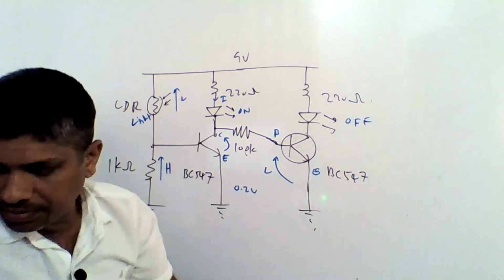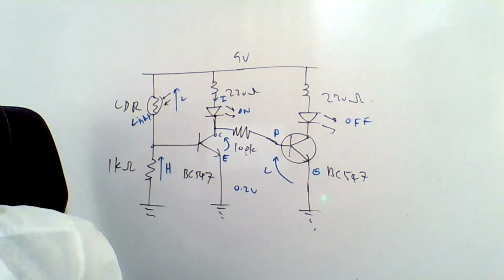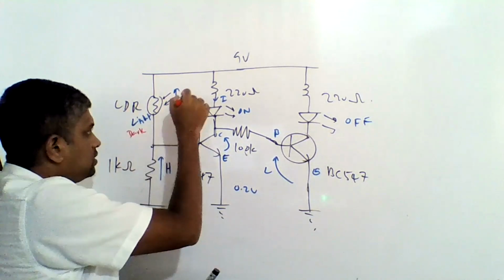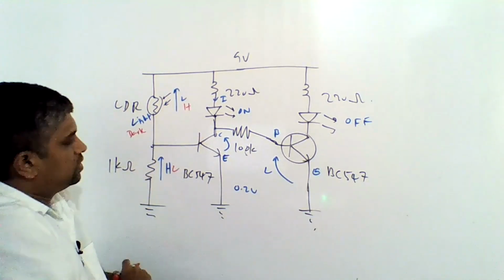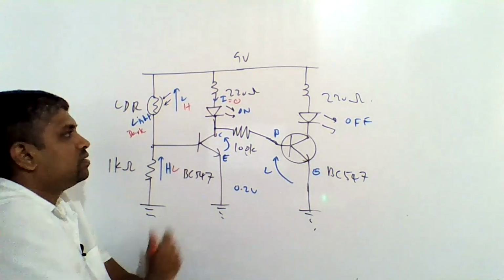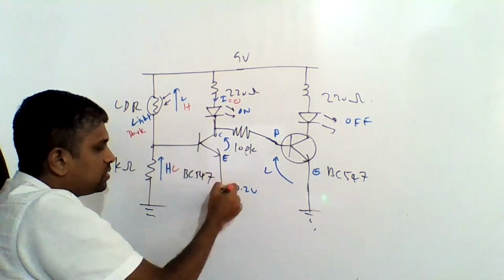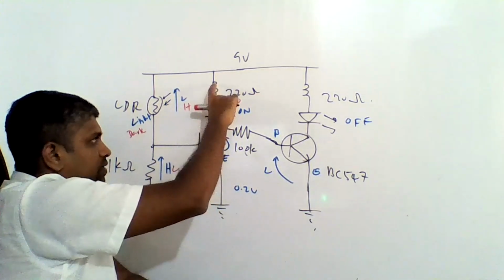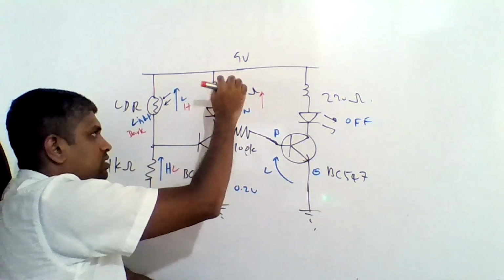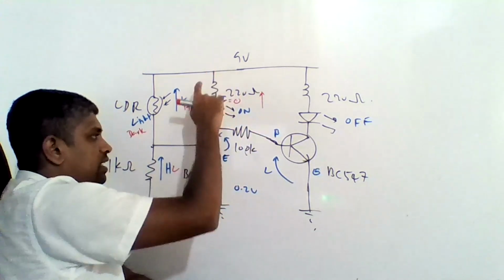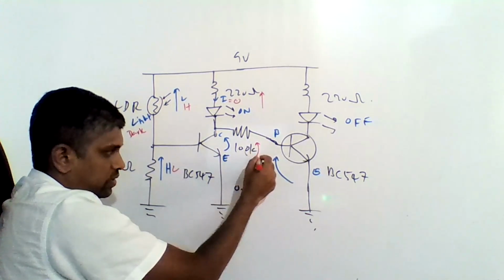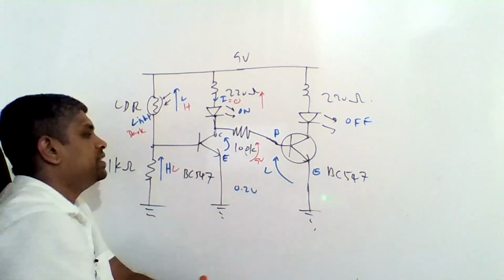When it is dark, this is high, this is low. This is low means this current is very small. Current is zero. When current is zero, there is no current flow, so the potential difference across this resistor is zero, right? In other words, the given potential difference, some kind of 9 volt, will be here.